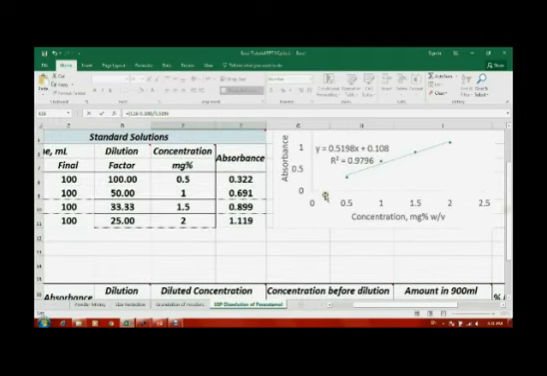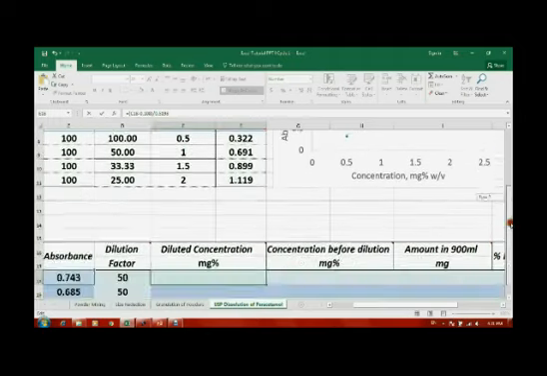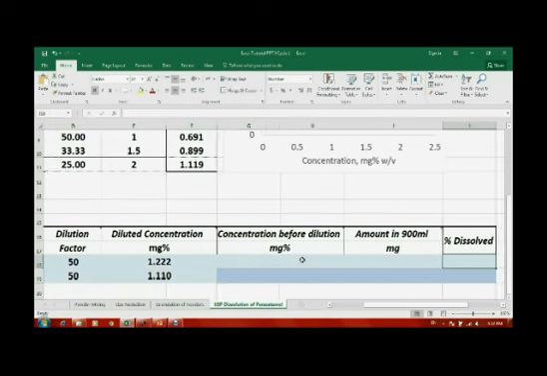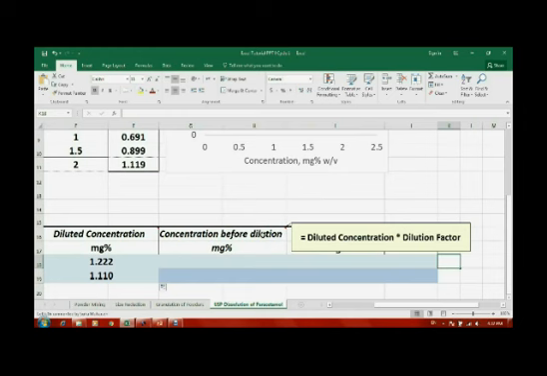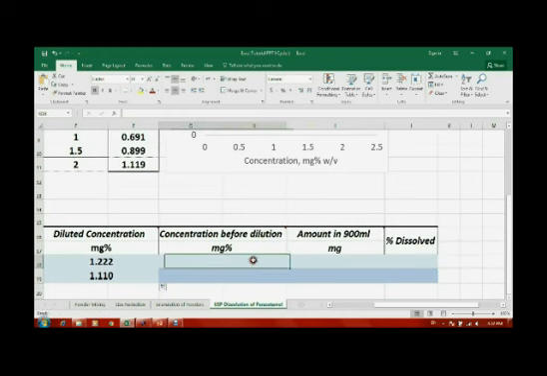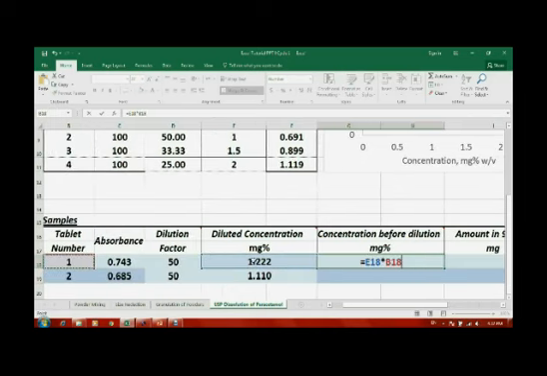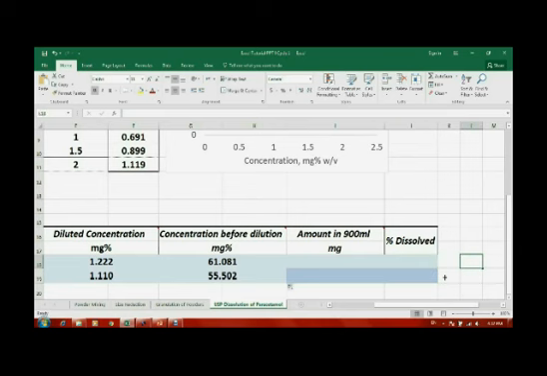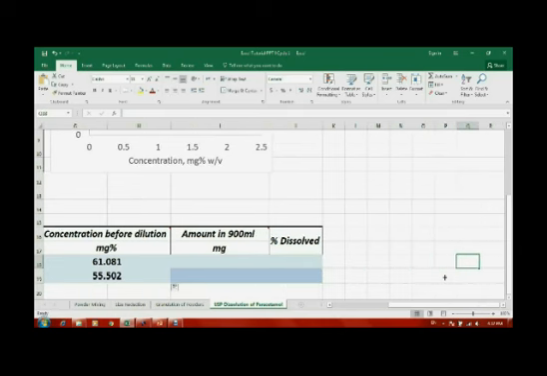Now, what is the concentration before dilution, or the vessel concentration? It is equal to the diluted concentration times the dilution factor, which is here equal to 50. Now, the amount in 900 ml. Here, you have to remember that our samples, our tablets were tested in 100 ml of the medium.